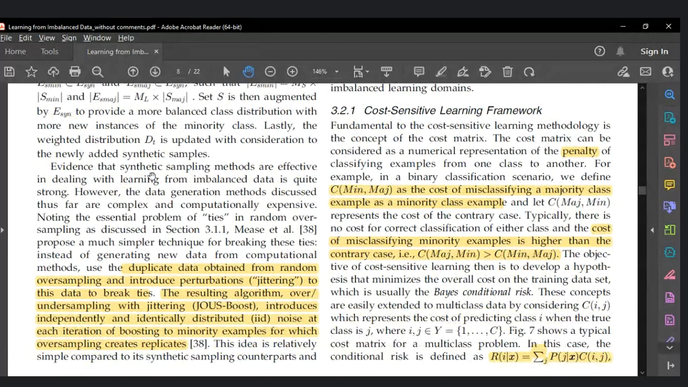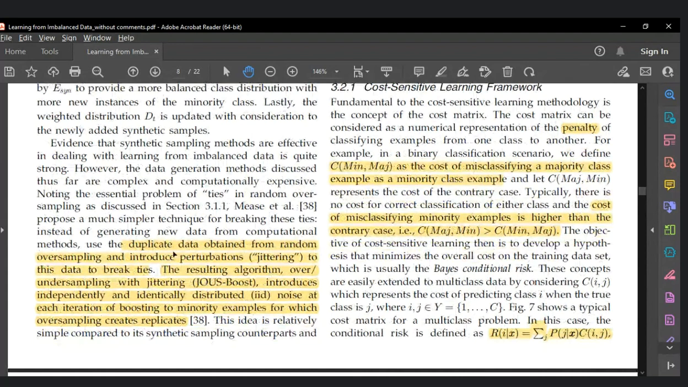They're saying that these sampling methods are effective in dealing with learning from imbalanced data. That's quite strong. And let's just go to this quickly. It's just talking about the benefits of this, which I'm sure you can read. It's not that complex to understand here.